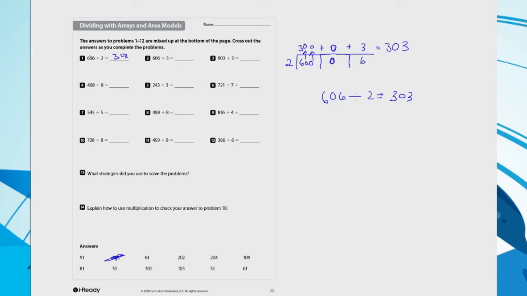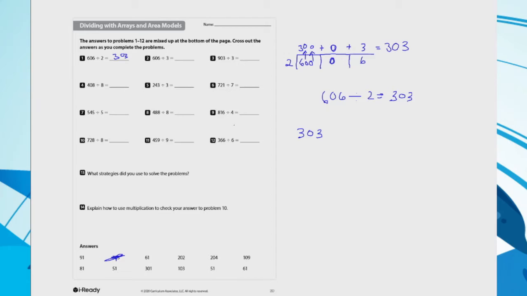Once we work through all of the problems, you'll be asked what strategies you used to solve the problems. And then you'll be asked to explain how to use multiplication to check your answer to problem 10. So let's go ahead and work through that with our answer from problem 1. So we have 303 as an answer.